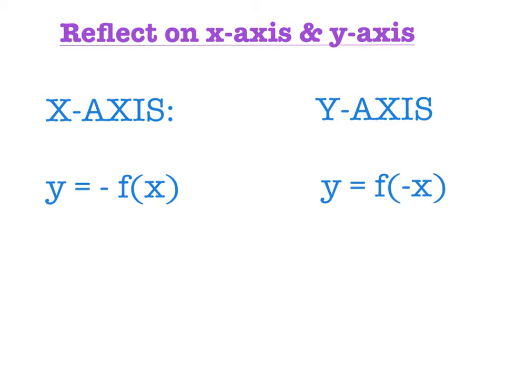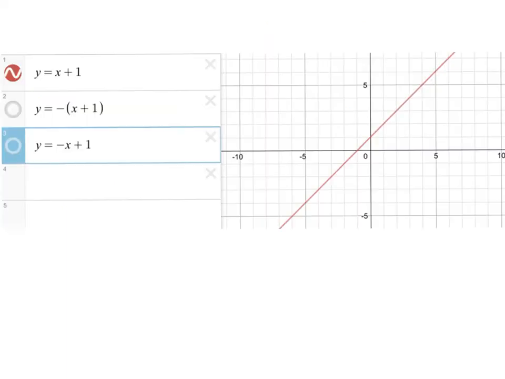So this kind of transformation is actually a reflection. So we can reflect on the x-axis and the y-axis. And we saw this in previous chapters when we talked about symmetry and even and odd functions. When you reflect over the x-axis, you negate the entire original function. And if you want to reflect about the y-axis, you only negate the x value within the function.